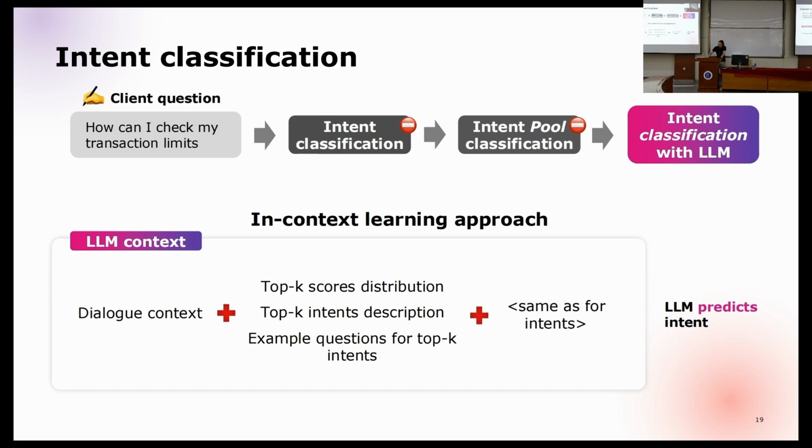The first idea is to use the LLM for direct intent classification. We can just take an LLM, take a prompt, and put in this prompt the client question, and add the dialogue context, the dialogue history, and the output from our classifiers. We can take the top K predicted classes with corresponding scores and intent descriptions. We can take example questions and do the same for intent pool classification. Put all this into the prompt and ask the LLM something like, could you please predict the client intent? This approach is called in-context learning. We do not fine-tune the LLM, we just prompt it.